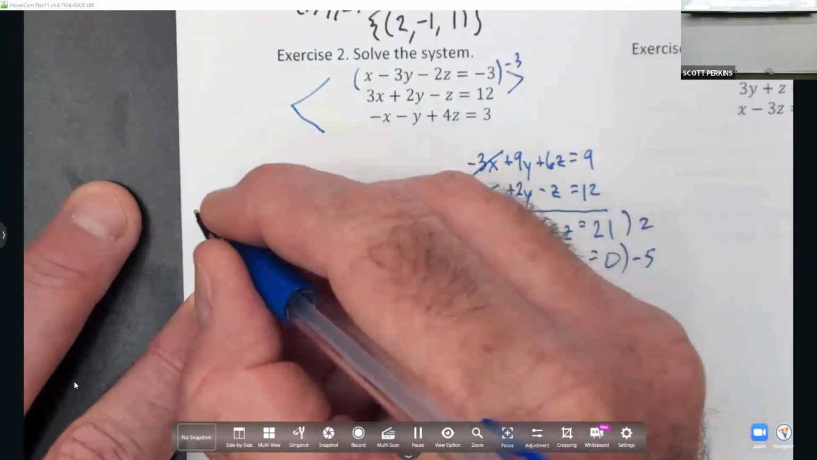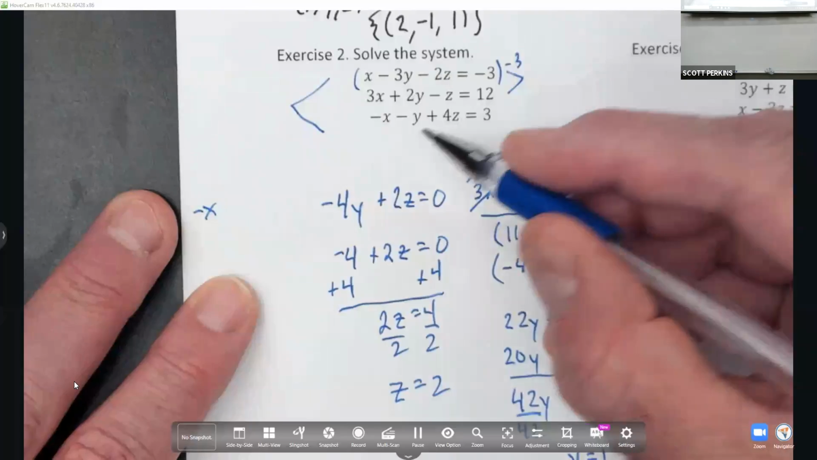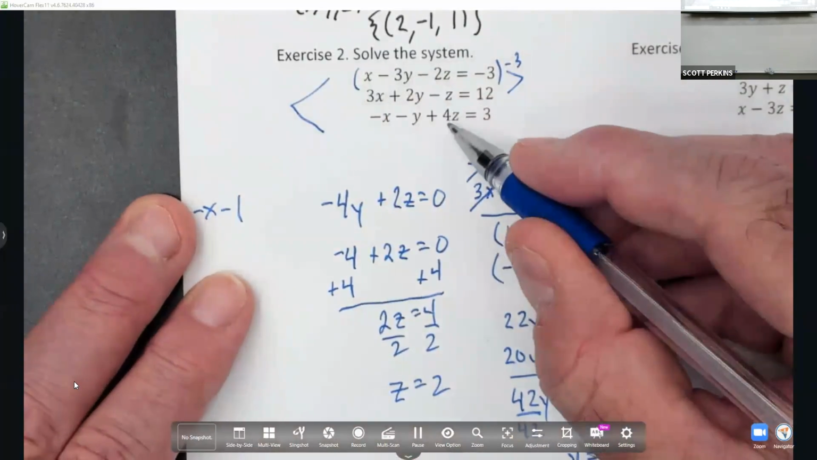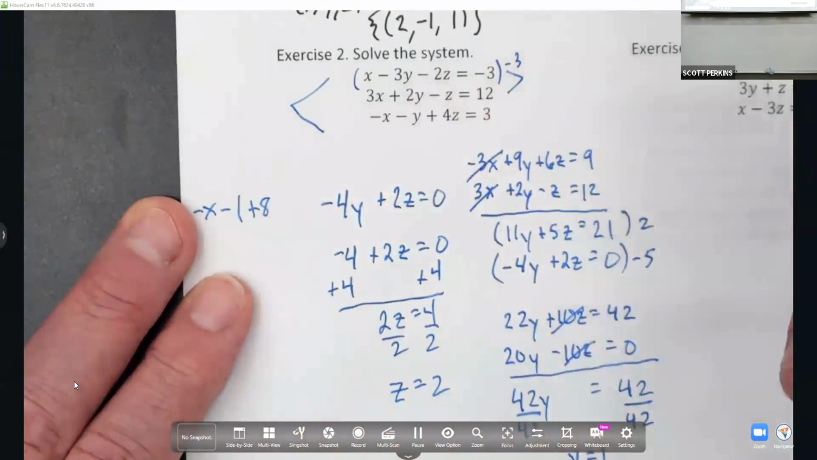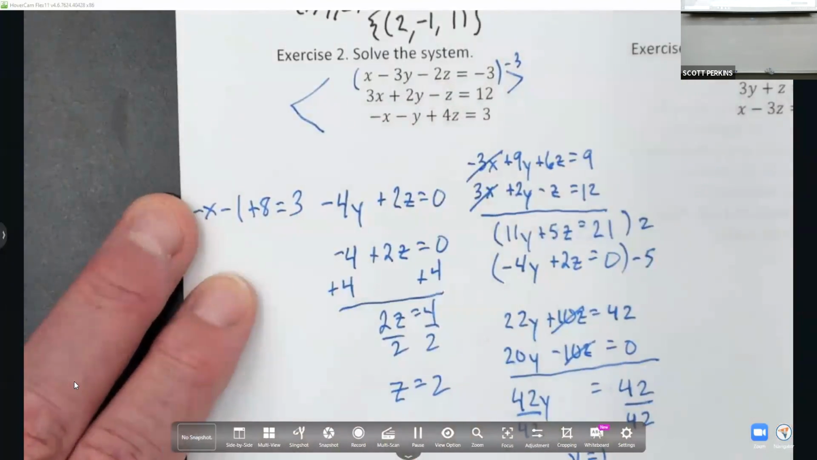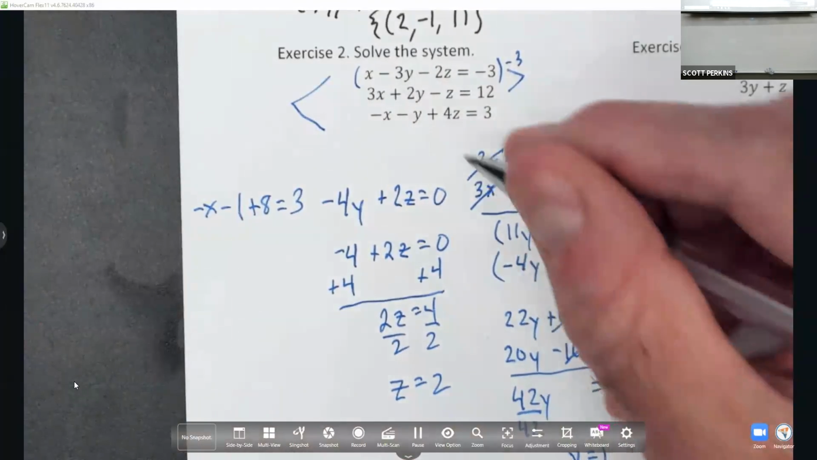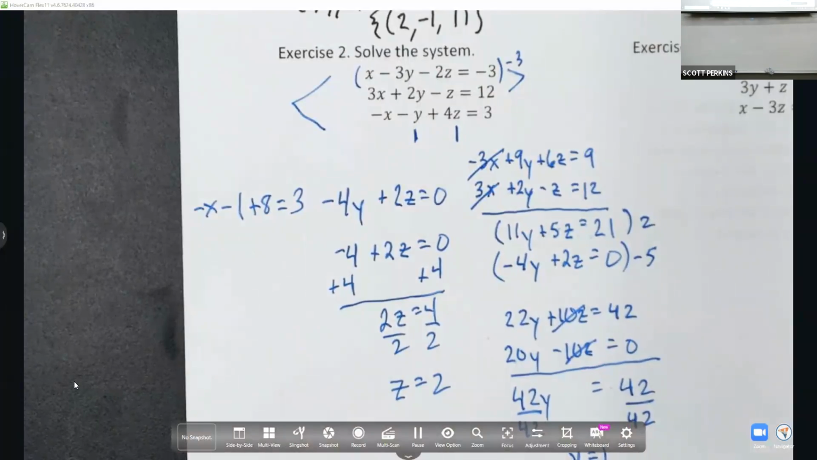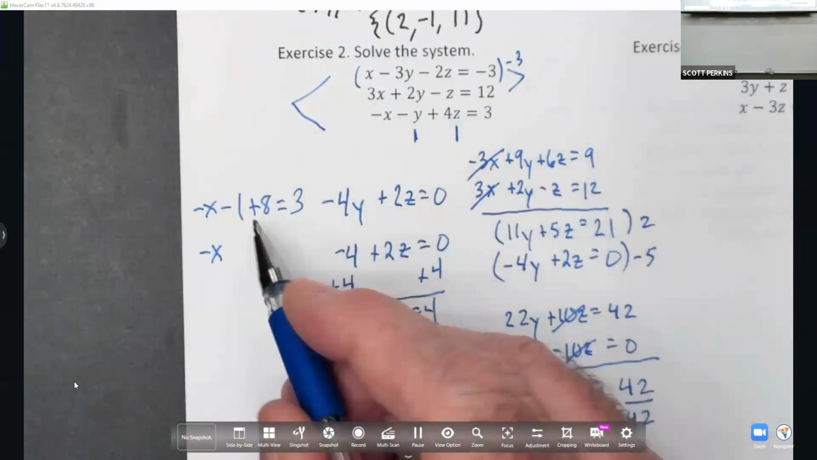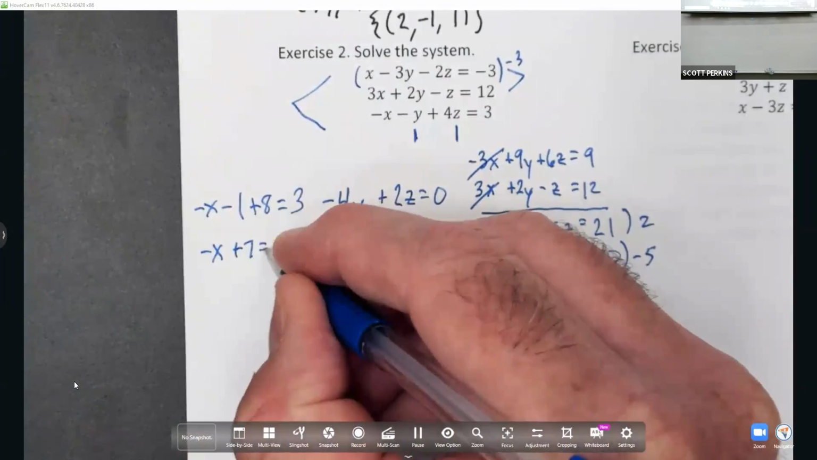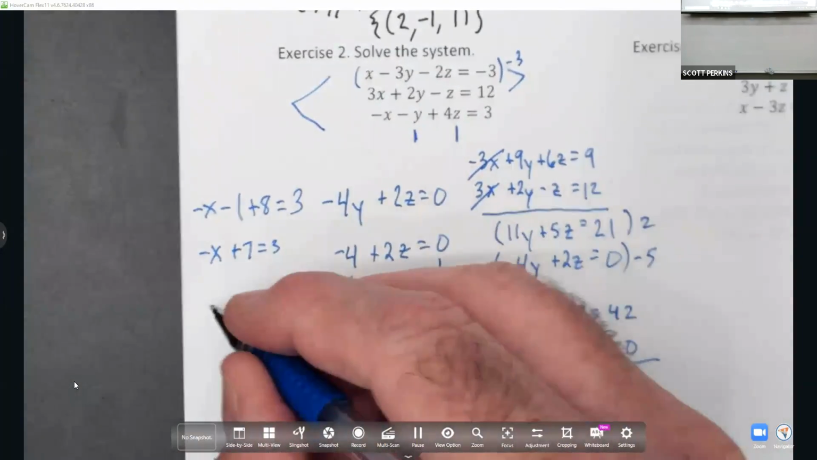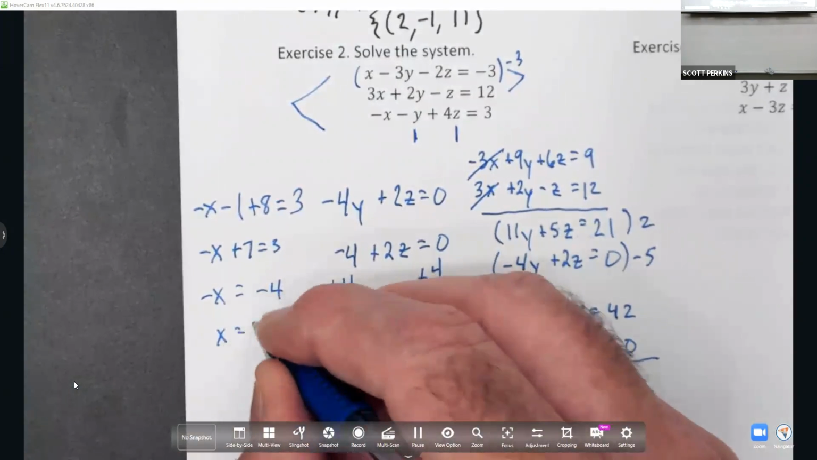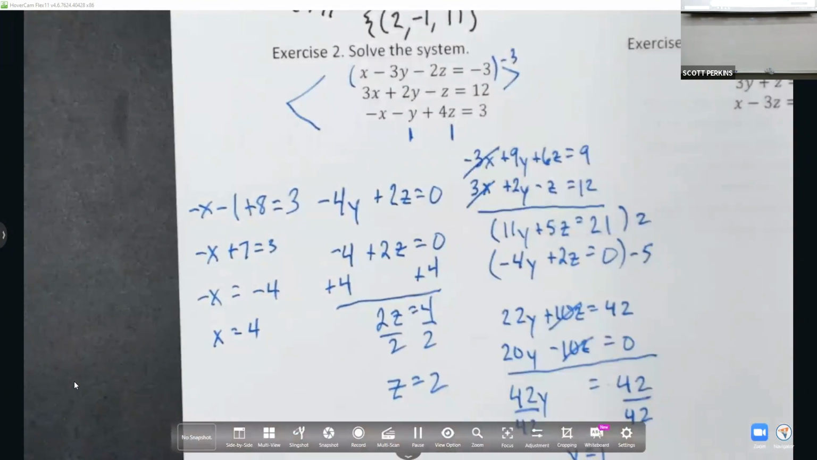So I've got negative x, then minus y, so that's minus 1, plus 4z, so 4 times 2 is plus 8, is equal to 3. So all I did is I plugged in my value of y, I plugged in my value of z into this bottom equation. So I have negative x, negative 1 plus 8 is plus 7. Subtract the 7 from both sides, divide both sides by negative 1, and there's my x value.